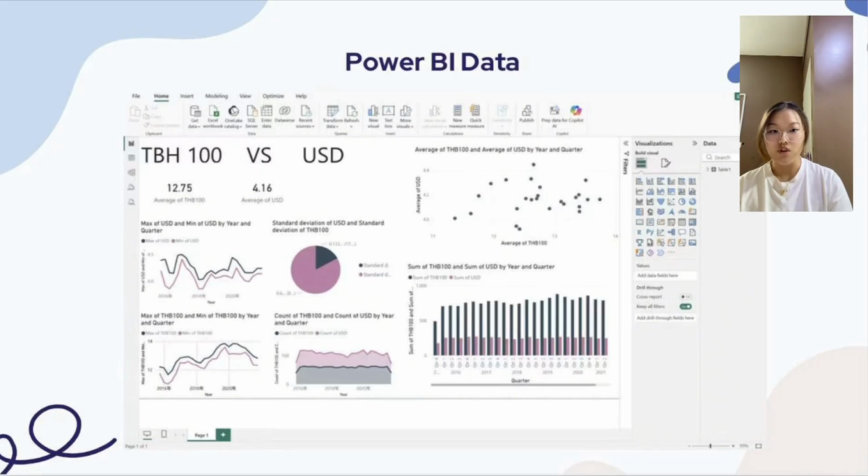In terms of trading volume, the total trading volume of 100 Thai baht is far higher than that of USD, indicating that it has a higher level of participation in the market. Overall, this database gives us a clear understanding of the price trends and market activity of these two currencies.